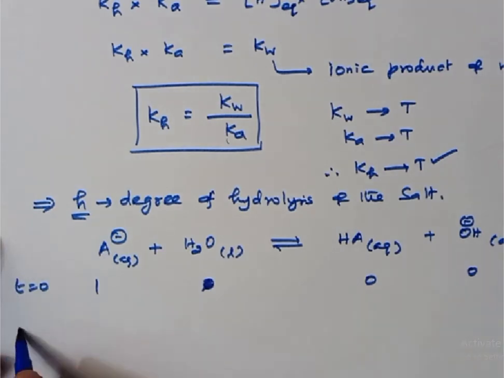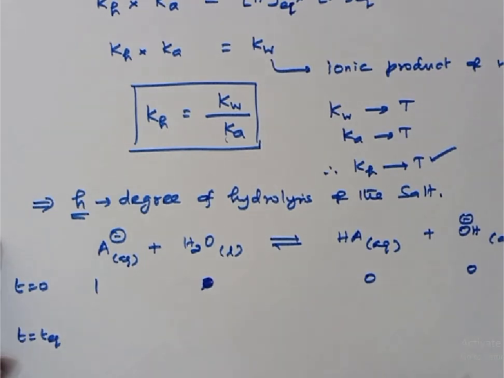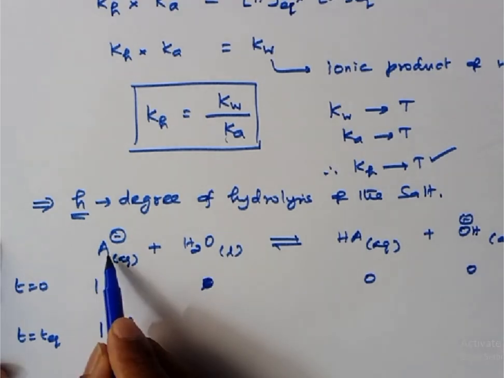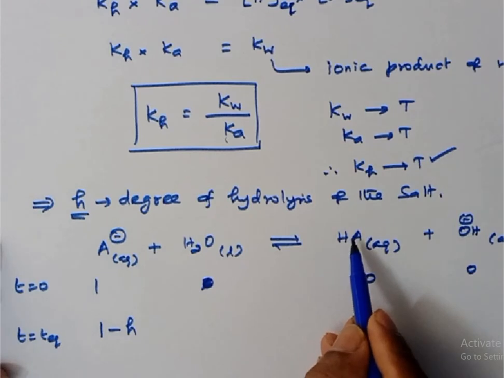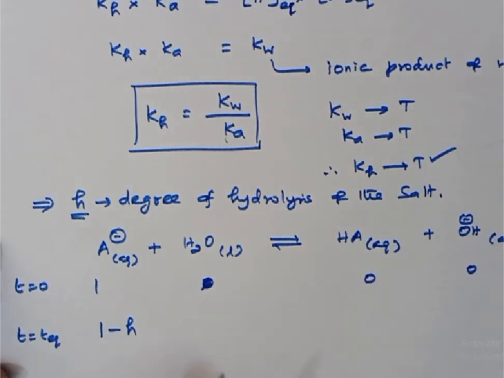Now, once the reaction attains equilibrium, what will happen? From this 1 mole, let us say H mole dissociate, where H is the degree of hydrolysis of the salt. From 1 mole, let us assume that H mole reacts. If one ion reacts with water, I will get 1 HA molecule and 1 OH minus ion. So if H mole reacts, we'll get H moles of HA and H moles of OH minus.